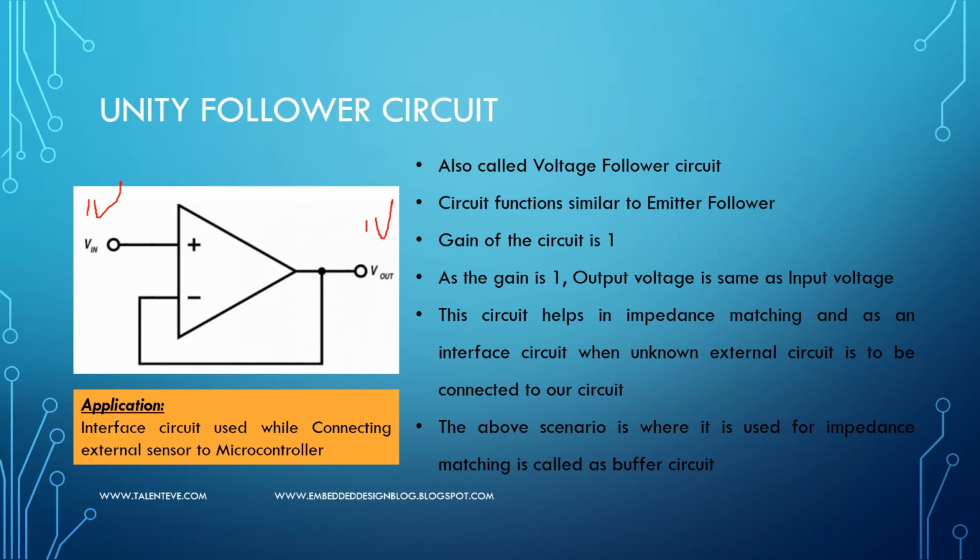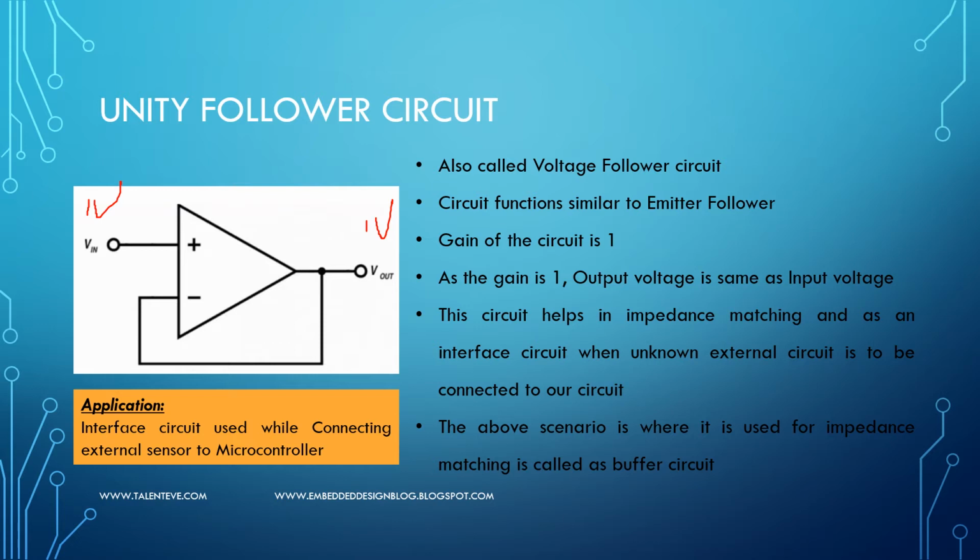We will talk about impedance matching in a future circuit. Now assume that you need some matching between the input and the output. To achieve this matching, you need an operational amplifier circuit. This operational amplifier circuit, in unity follower configuration, also called the voltage follower configuration, helps us achieve that. This configuration is also called a buffer circuit, where it acts as a buffer between the interfacing circuitry and the actual connection, like the microcontroller to which we need to connect.